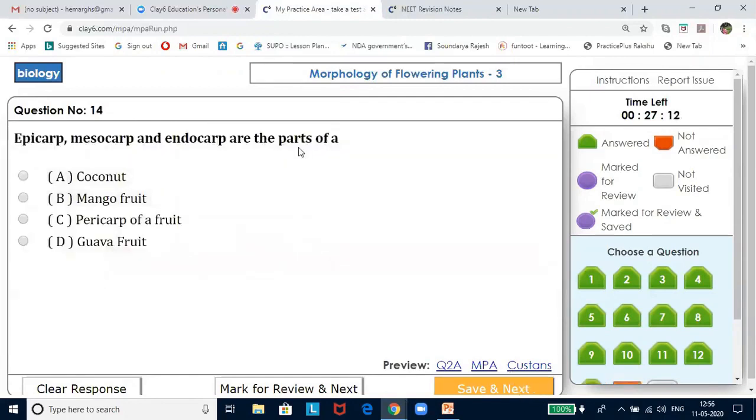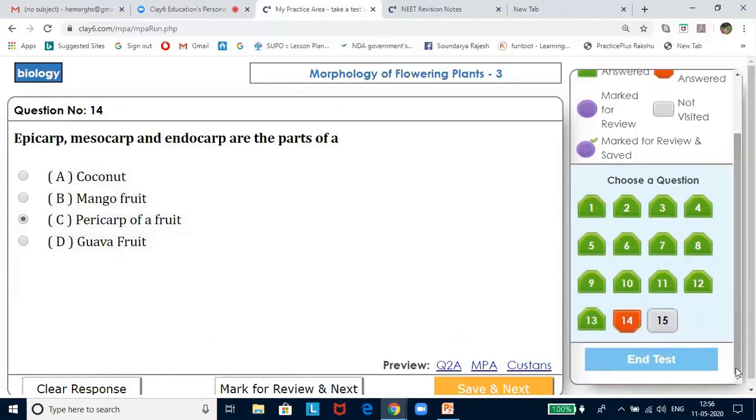Epicarp, mesocarp, and endocarp are the parts of a pericarp of a fruit. You might find them in coconut, mango, and guava. But these are common terms and they have also given the word pericarp. So even if you take all these things, the choice will be wrong. The correct answer will be pericarp of the fruit.